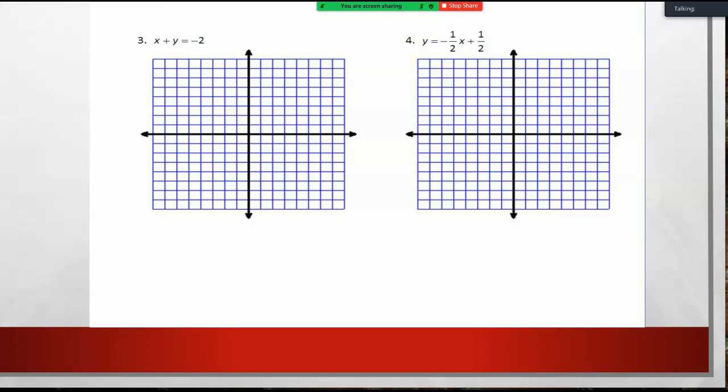So let's do 2 more graphs. This equation in number 3 is in standard form. So standard form is the easier form to find your x and y-intercepts, because one is always going to zero out the other. So you plug x equals 0 and y equals 0 in for the opposing intercept.